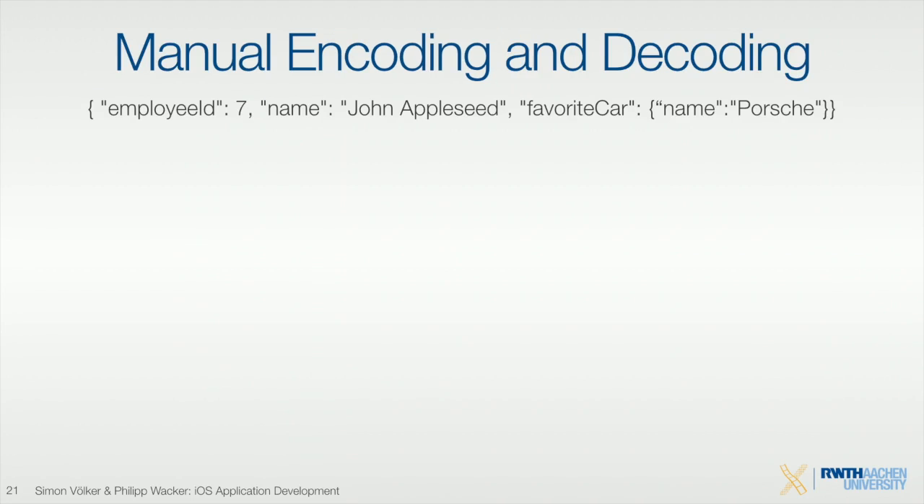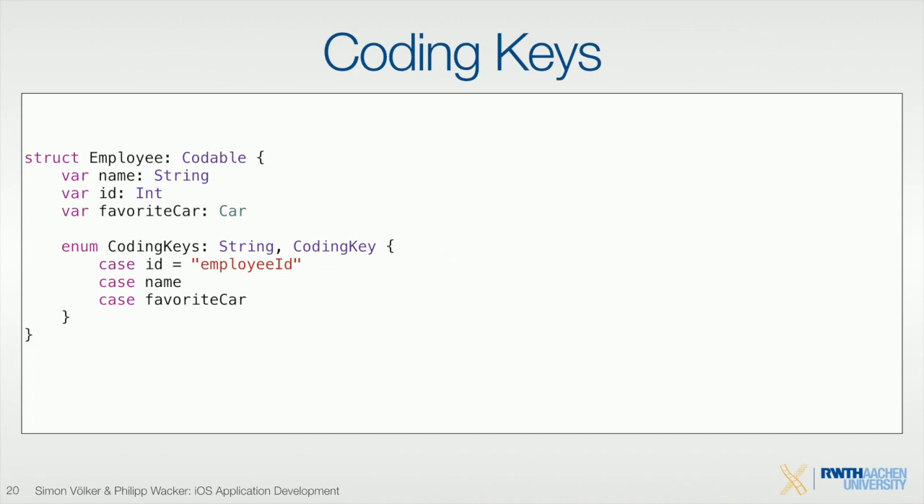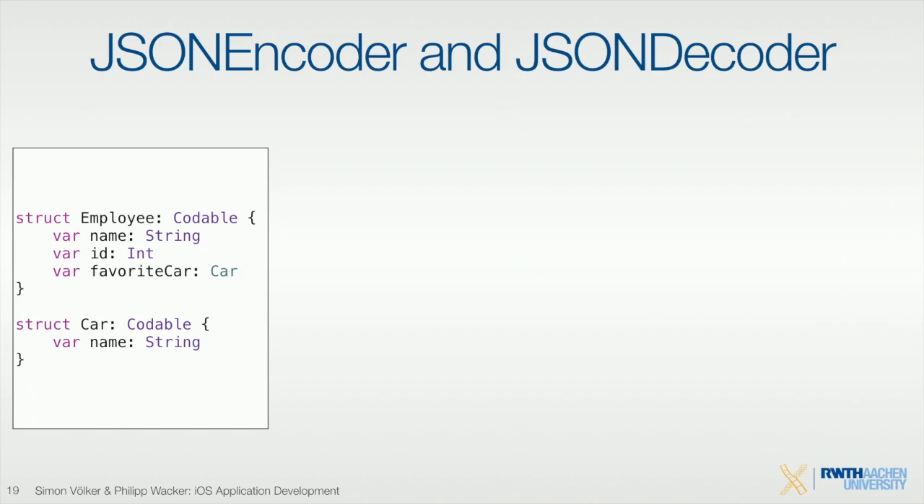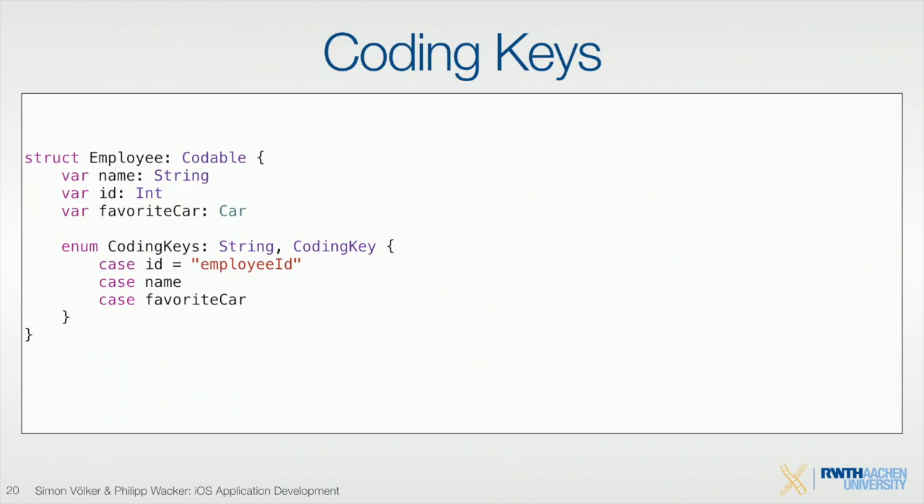You can also manually define these things. As I showed you before, let's go back two slides. So we have this particular structure here. We have the employer, it has a name and ID, and it has a favorite car. And the favorite car is just a string.